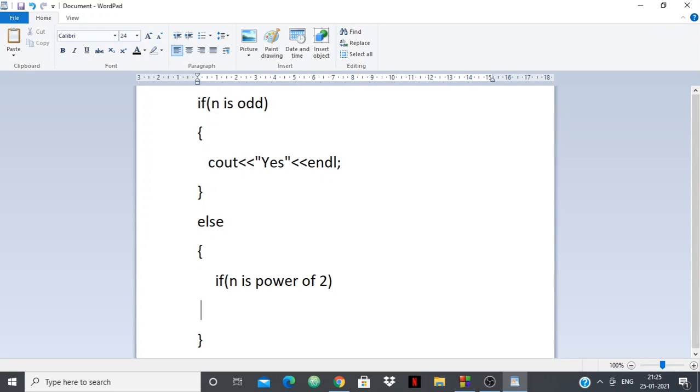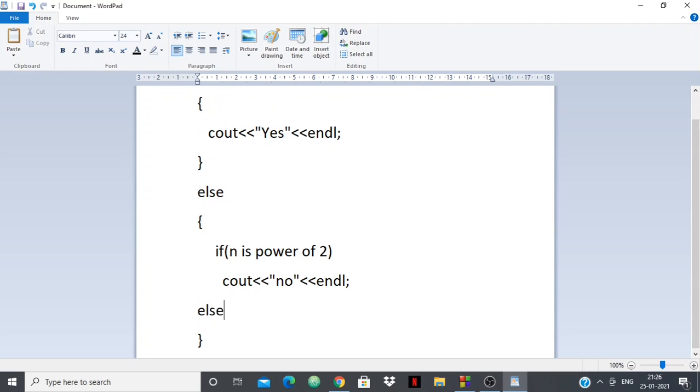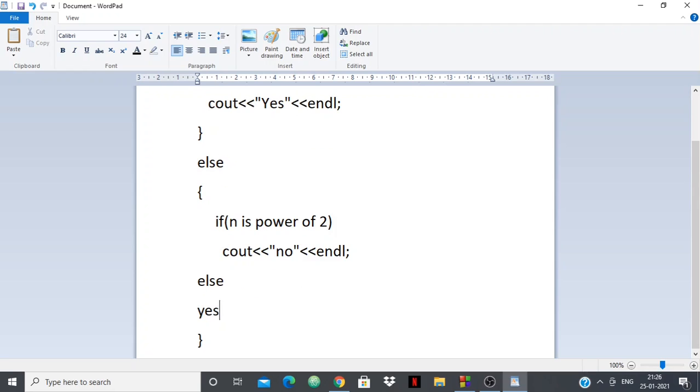I'll just say cout no. So if n is a power of 2, cout no, endl, else the answer is yes. If n is a power of 2, then there's no odd divisor apart from 1, but we don't consider 1, right? Otherwise the answer is yes. Why? Because every number can be represented as a power of 2 times an odd number, or just as a power of 2. If it's just a power of 2, then there's no odd divisor. Otherwise it's a power of 2 multiplied by something odd, and that something odd will be the divisor, and that will give us our answer yes.